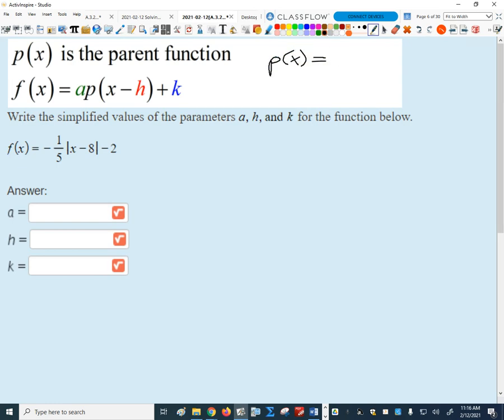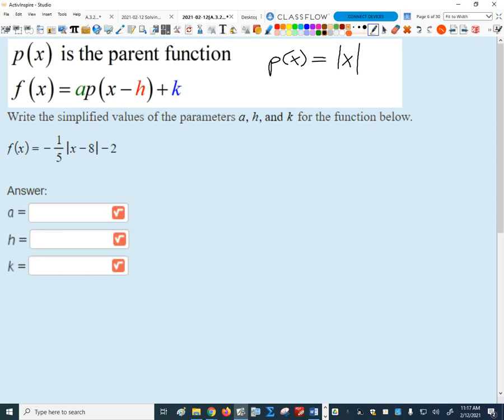My parent function p of x. What was it for f of x? Before I transformed it with those numbers, what was it? Was it a square root graph? What was it? Absolute value. It was just absolute value, wasn't it? So my parent function was just the absolute value of x. And then I tweaked it by doing some things to it to change what the graph looks like, right?